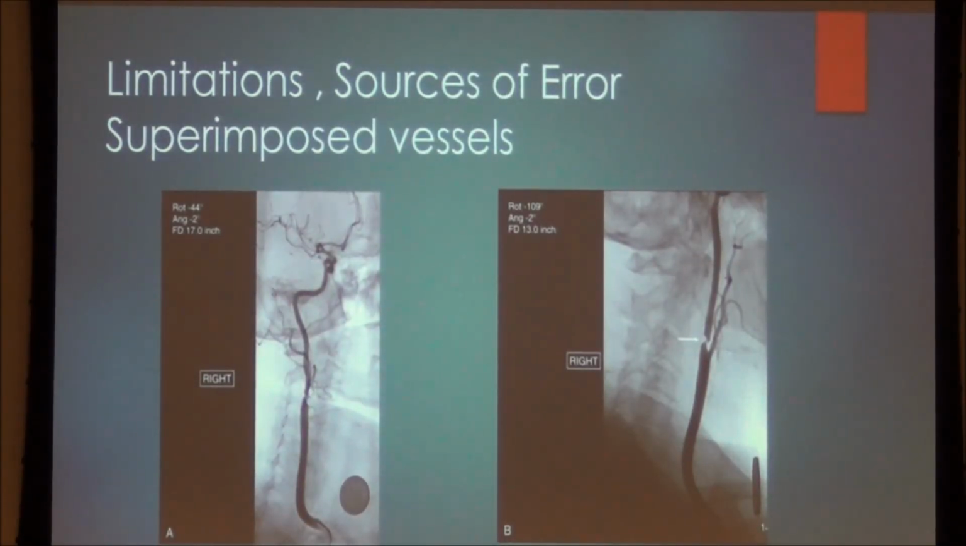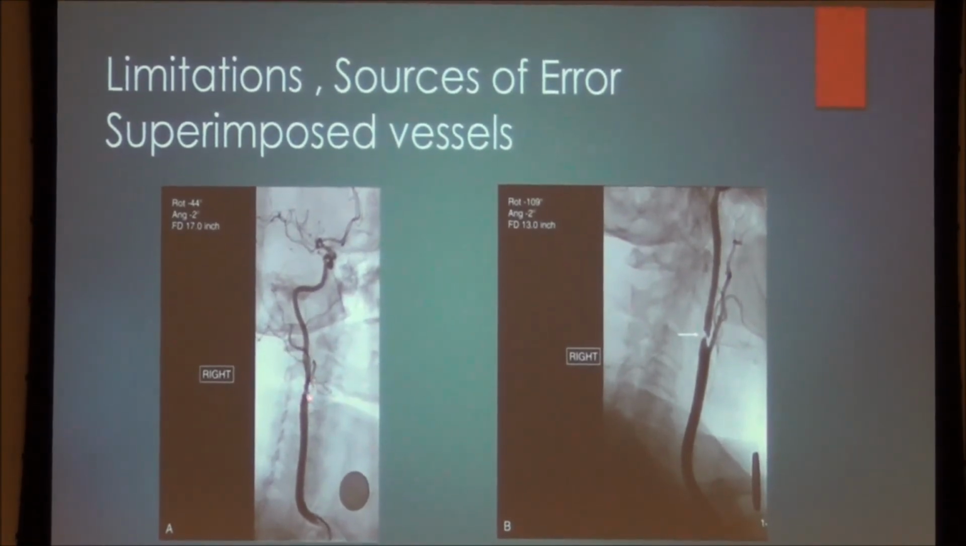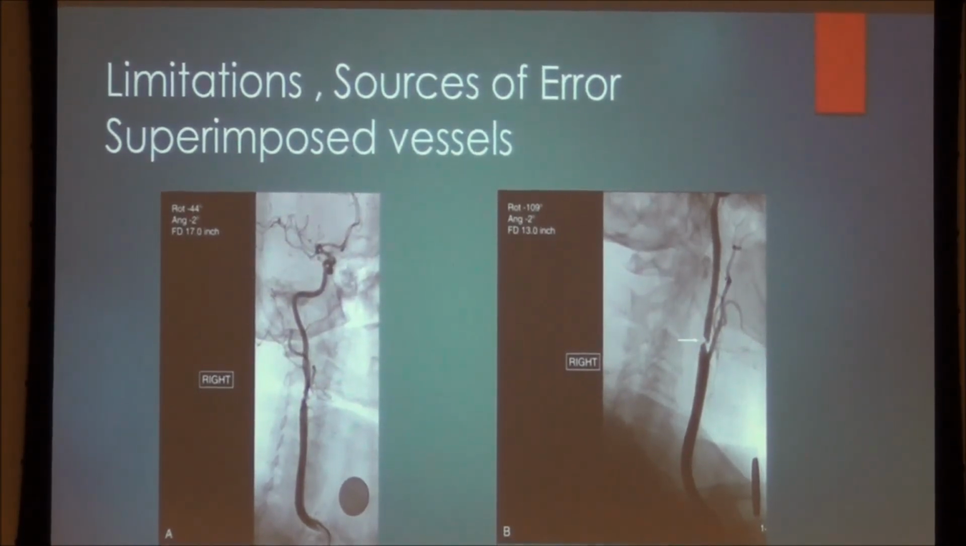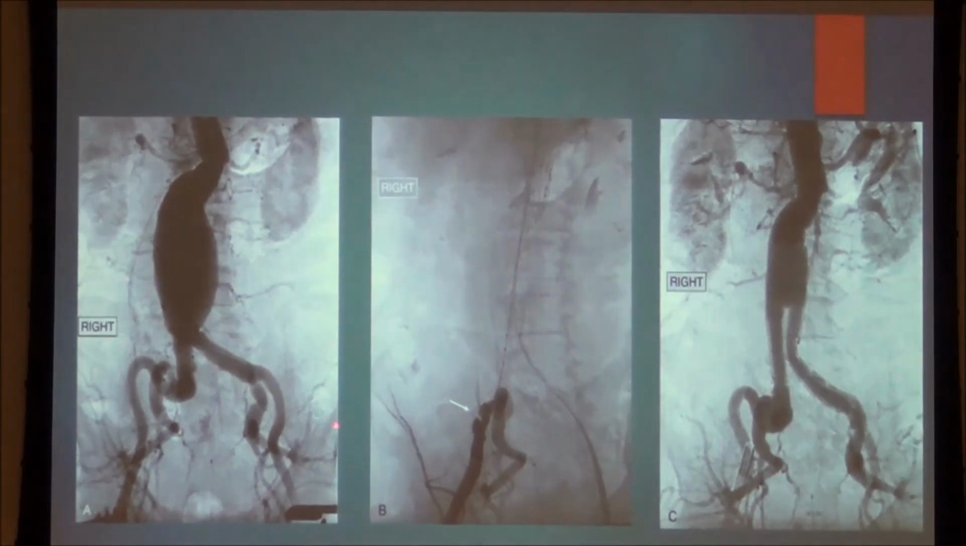Limitations, sources of error, and superimposed vessels. Sometimes, for example, in this picture, you see that it doesn't look very stenotic, but when you rotate, you find out that this part was superimposing the other end of the artery, and you were not seeing it. You were seeing it as a non-stenotic artery.